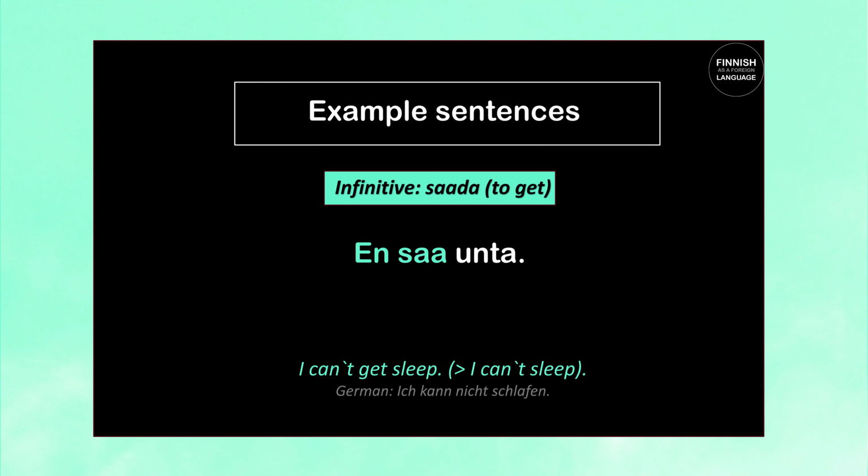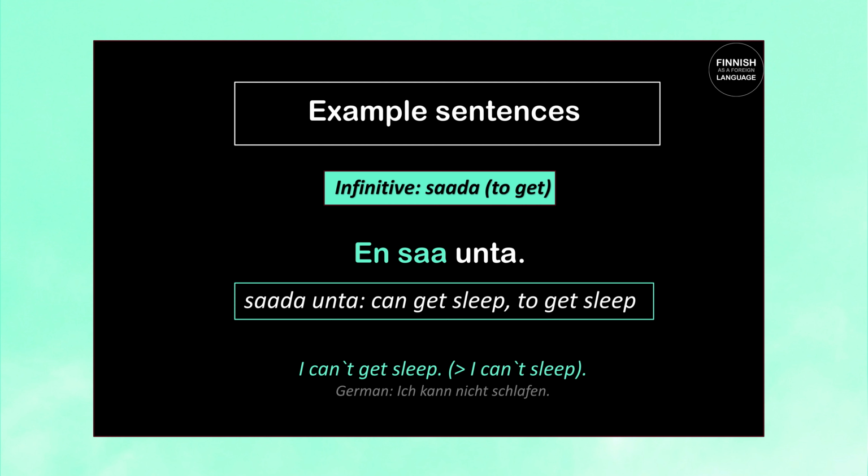Next one. En saa unta means I can't sleep. Literally it means I can't get sleep. So en saa is the first person singular negative present tense of the verb saada, which means here to get, and unta is the partitive case of the noun uni, which means either dream or sleep. Also what should be mentioned here is the expression saada unta, which means to get sleep or can get sleep.